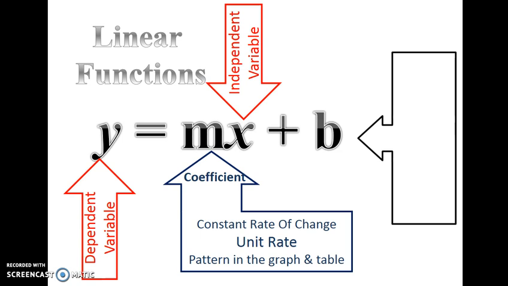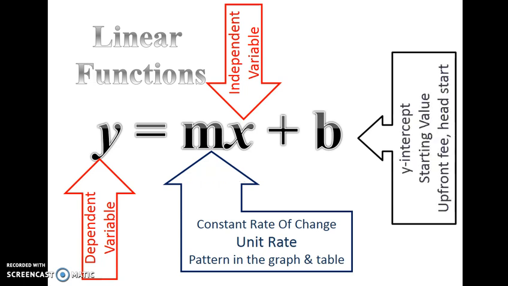Then you have b. b is your starting value. It's what you add on. It's also the y-intercept, which is the more formal term for that. So b is the y-intercept, or the starting value. In a word problem, it would be the upfront fee that you're charged, or like a membership fee, or in the case of problem 2.1 with Henry and Emil, it was Henry's head start. So there it is, y equals mx plus b.